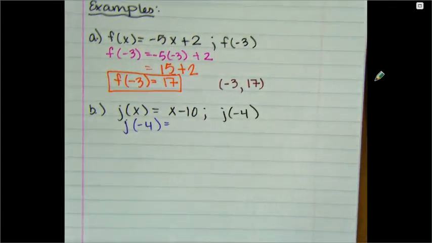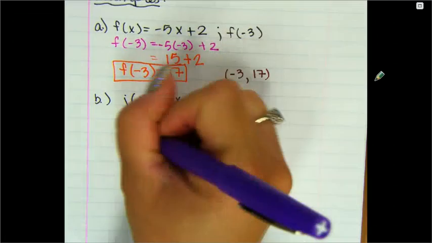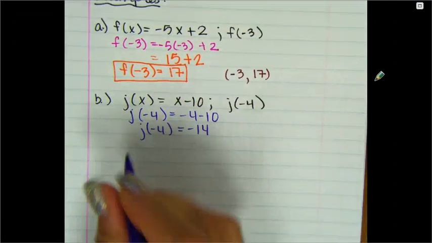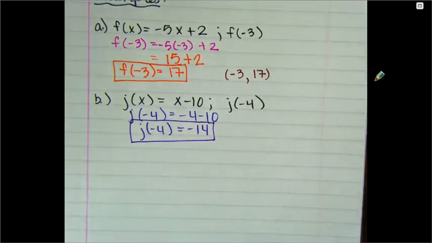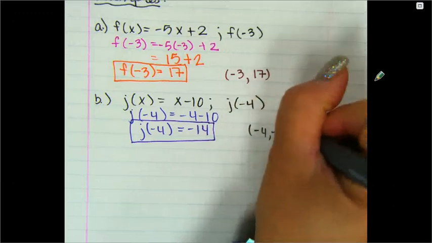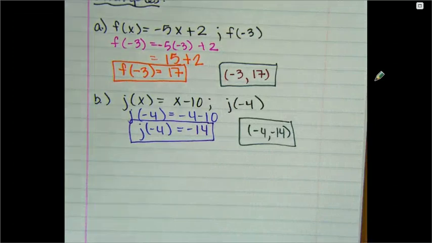Ready? All right, we plug in j of negative 4, so we get negative 4 minus 10. So j of negative 4 is how much? Negative 14. Must you write it like this? Yes, you must. And what's your ordered pair? Negative 4, negative 14. Good, negative 4, comma negative 14.